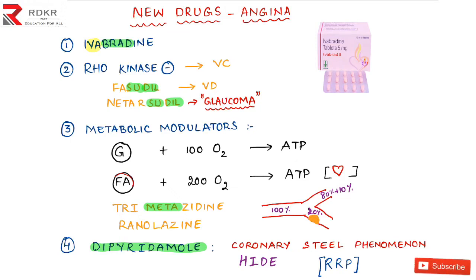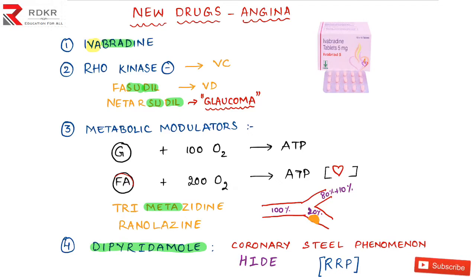In this video, we are going to discuss the new drugs which are used to treat angina. Regarding angina pectoris and MI, we have already discussed in the last video. This video only tells you about the new drugs, and the first new drug we have is ivabradine. About ivabradine, we have discussed in the new drugs to treat congestive heart failure. If you haven't watched that video, kindly do watch.